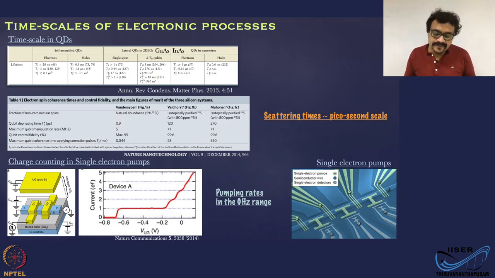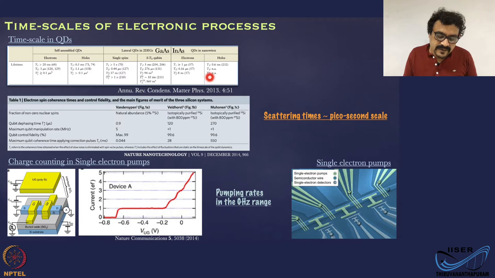Whereas the scattering times in these solids such as gallium arsenide or silicon, these are the two main platforms where one would like to realize advanced quantum mechanical devices, the scattering times are in the picosecond range. And the orbital relaxation and all those other charge relaxation processes are really, really fast.